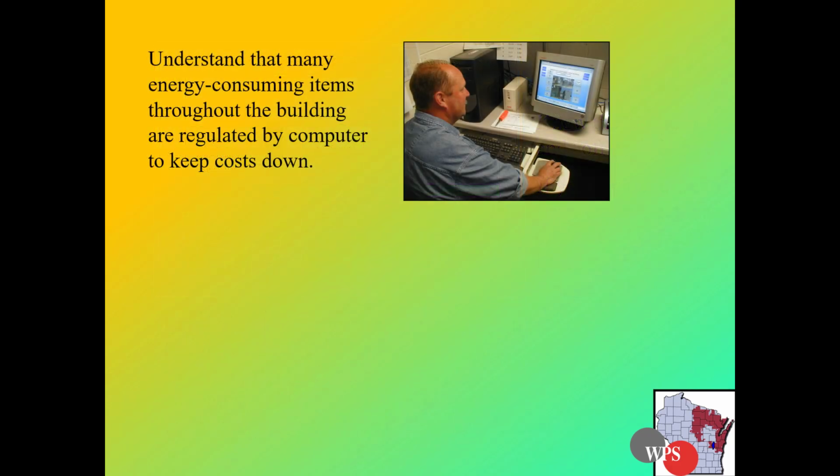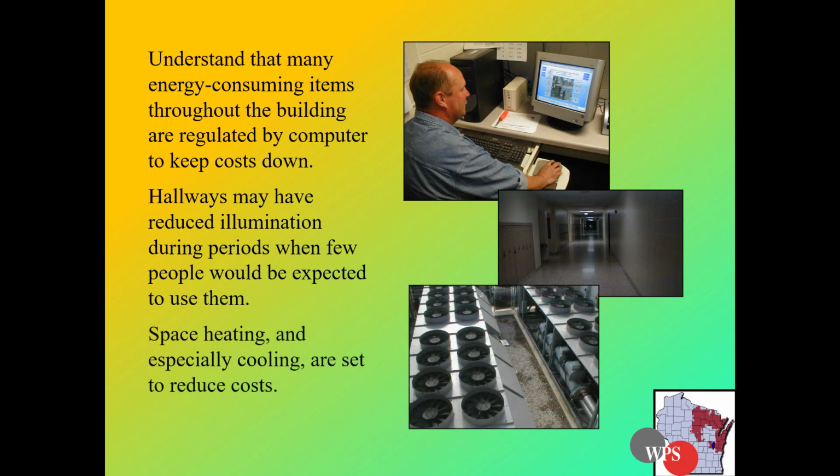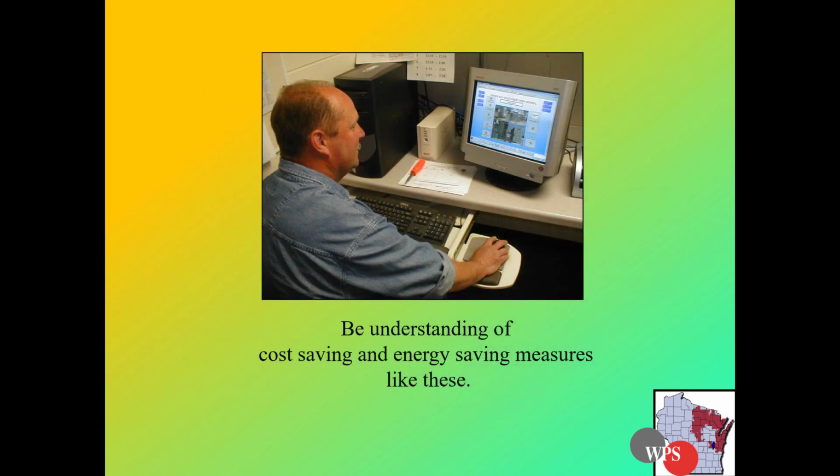Understand that many energy-consuming items throughout the building are regulated by computer to keep costs down. Hallways may have reduced illumination during periods when few people would be expected to use them. Space heating and especially cooling are set to reduce costs. Be understanding of cost-saving and energy-saving measures like these.